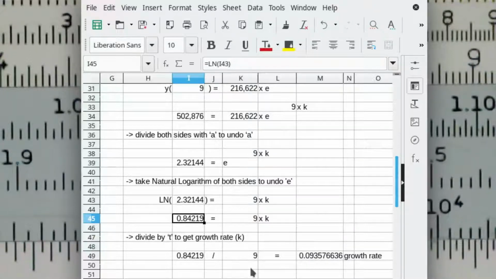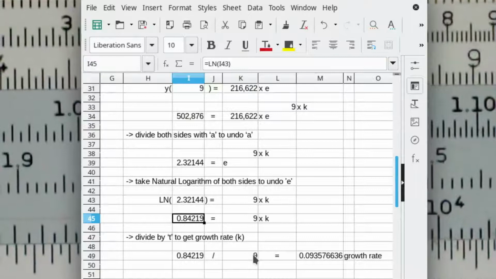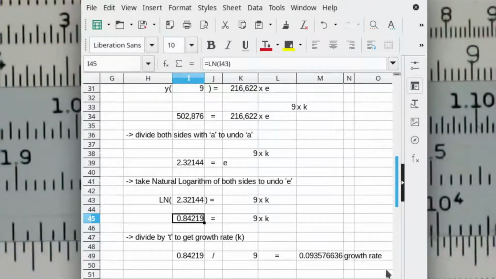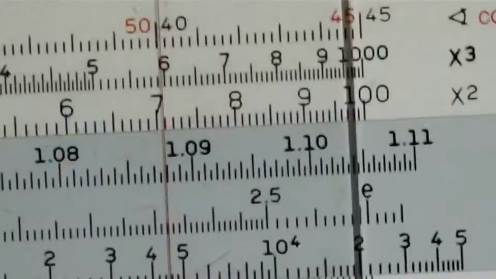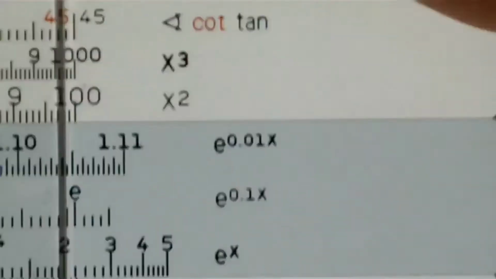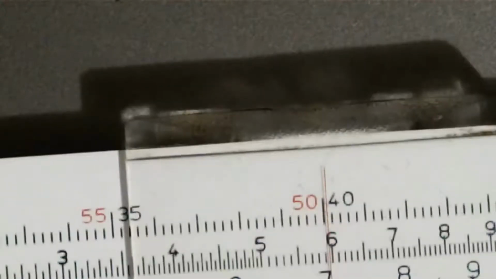The next thing is to divide it by the number of periods, in this case 9 days. So 0.8, we need to divide that by 9, and that's almost like a divide by 10, so the comma should shift a little, and we should be close to our 0.9 and add an extra 0 in there. That is a division, so we'll need the normal C scale again.